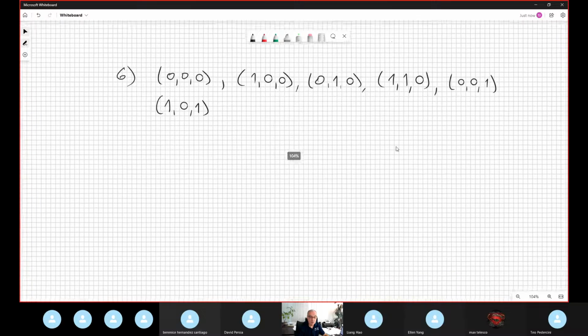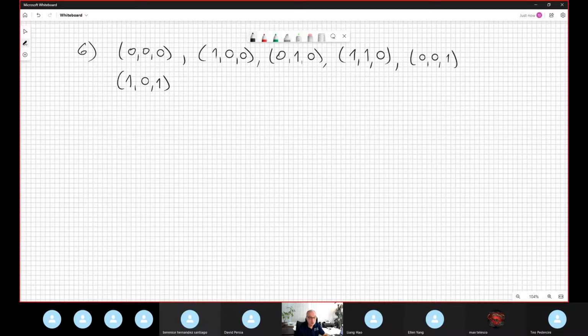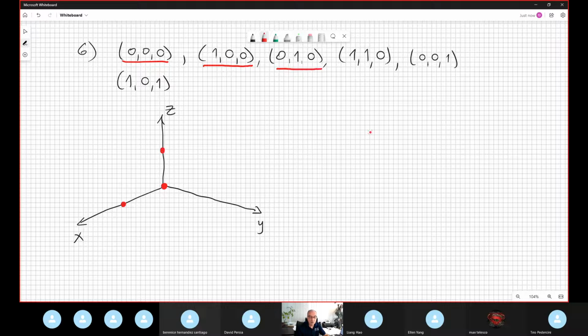First of all, plot the points in three-dimensional space because we have three components, no? X, Y, Z. 0,0,0 is the origin. 1,0,0 is one here. 0,1,0 is this. 1,1,0 is here.